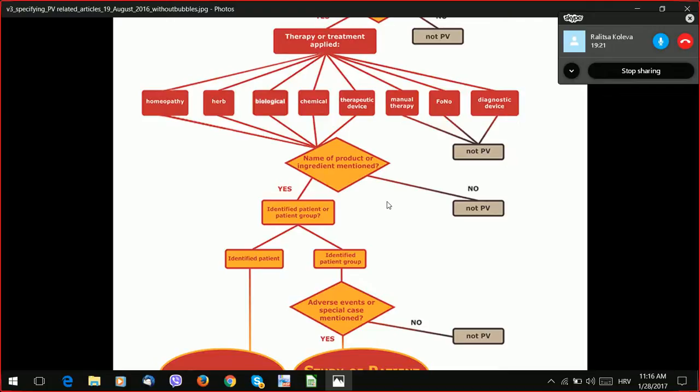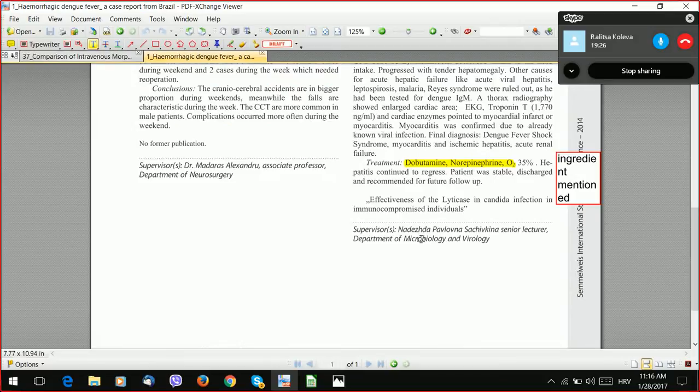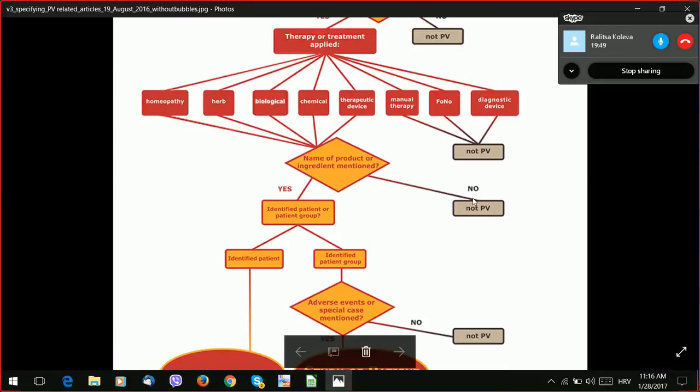And going back to our example, we have 3 ATC7 substances mentioned here, and this is specific enough to categorize this article as PV related. If you don't have a specific name of product or ingredient mentioned, then you cannot categorize this article as PV related, and you cross it out from reviewing.